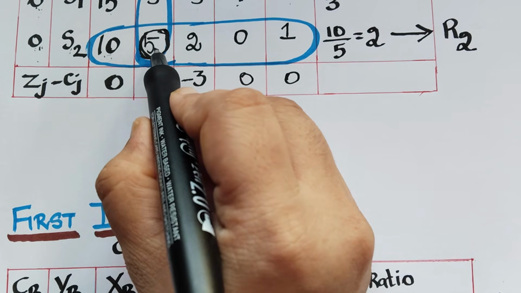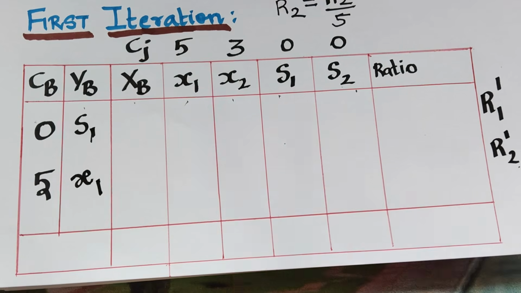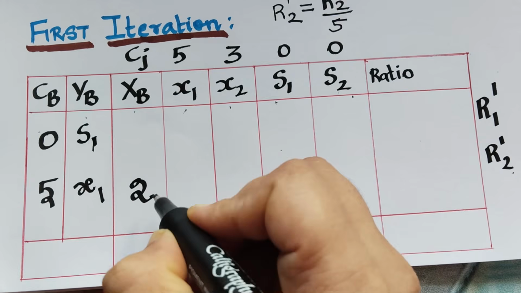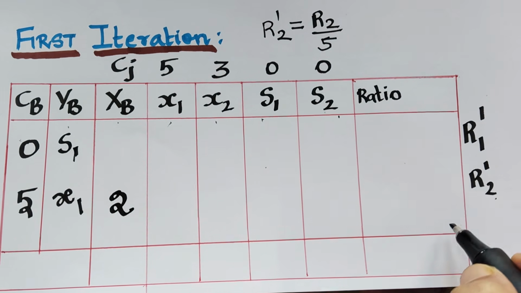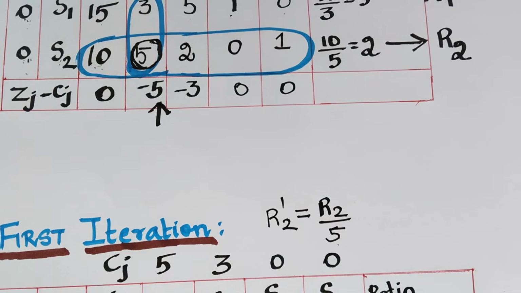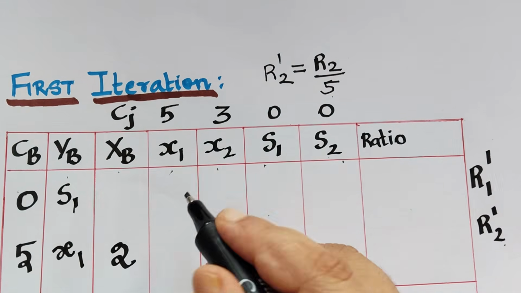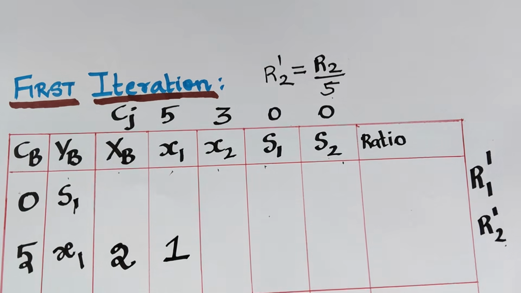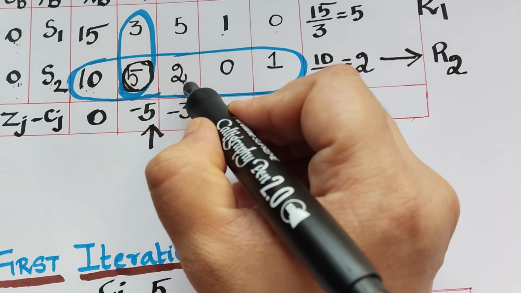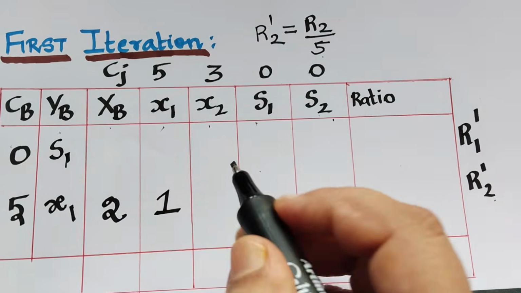So 10 divided by 5 will be 2. So that we have to write here. This is the new pivotal row R2 dash. R2 dash is R2 divided by 5. So 10 divided by 5 is 2. Next is 5 divided by 5, which will be 1. Next is 2 divided by 5, so that we have to write here.